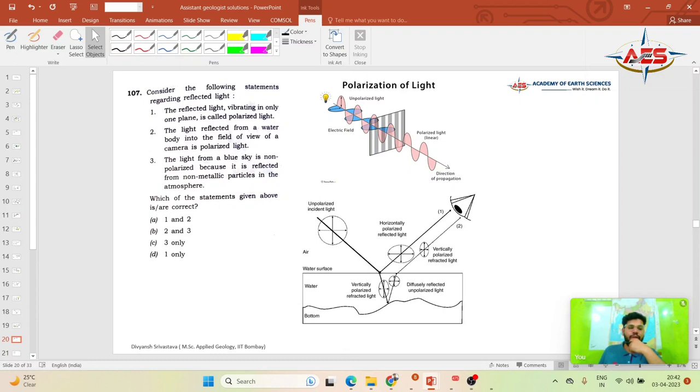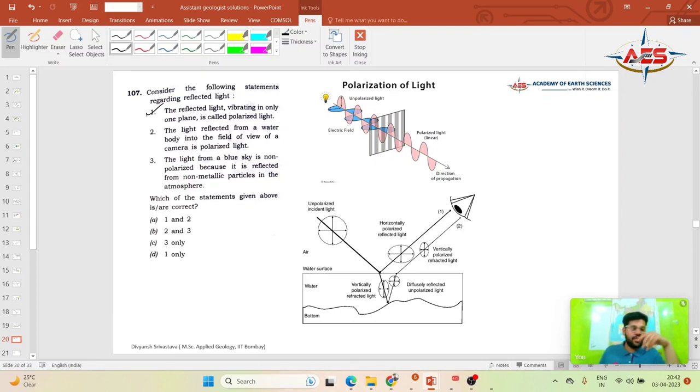107. Consider the following statements regarding reflected light. देखते हैं, the reflected light vibrating in only one plane is called polarized light. Simple सी बात है, हमें पता है कि अगर हमको एक plane में कर देंगे तो polarized हो जाता है. So they are having one mode of motion in which magnetic and electric vectors are perpendicular to each other. We know this thing. Okay, we usually use polarizers like in petrological microscopes. We use polarized light, and we use polarizers for polarization of light. Okay, so this is the correct statement.